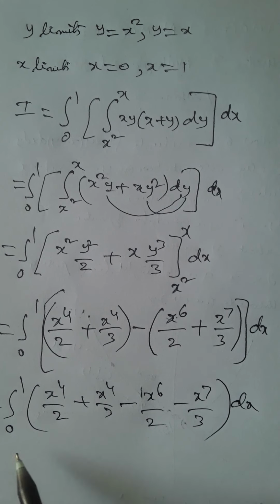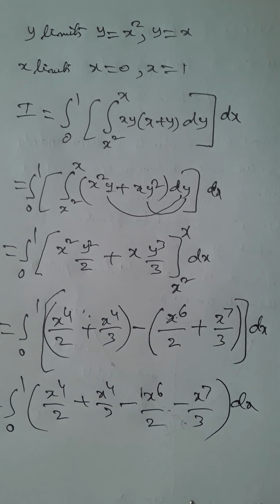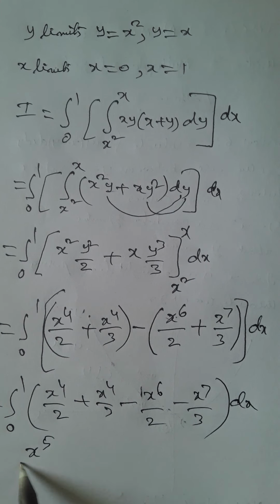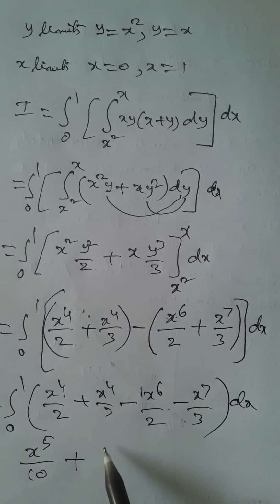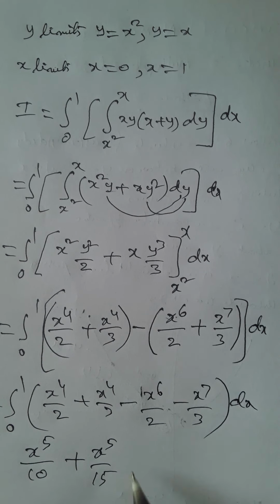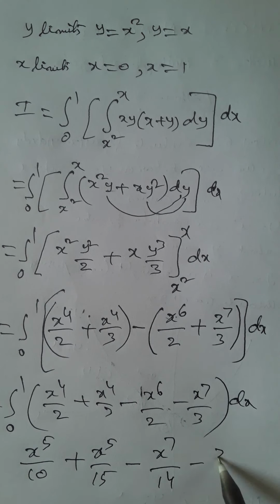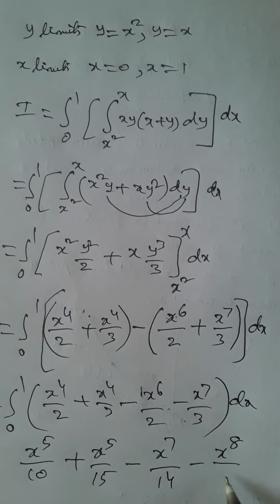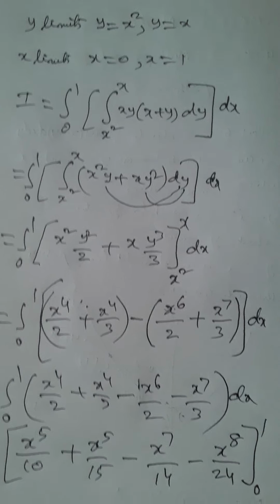Now integrate it. Integral of x power of n dx is equal to x power of n plus 1 by n plus 1. So x power of 5 by 5 into 2, 10, plus x power of 5 by 5 into 3, 15, minus x power of 7 by 7 into 2, 14, minus x power of 8 by 8 into 3, 24, from 0 to 1.